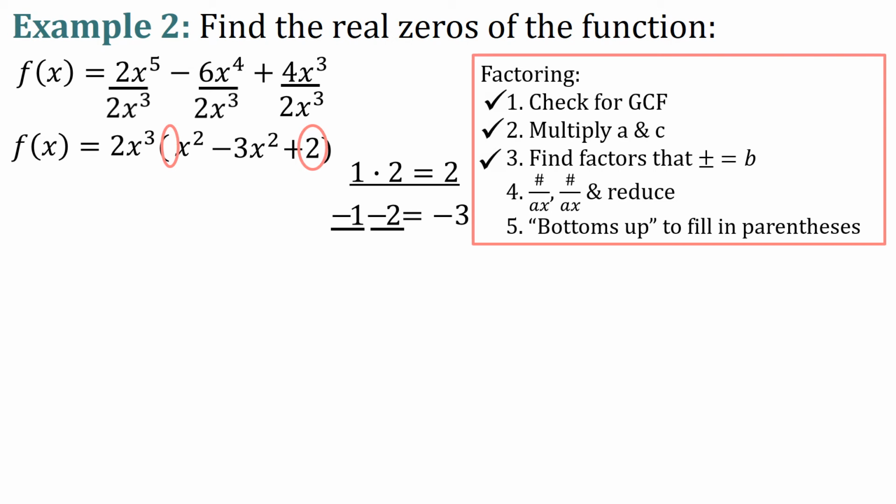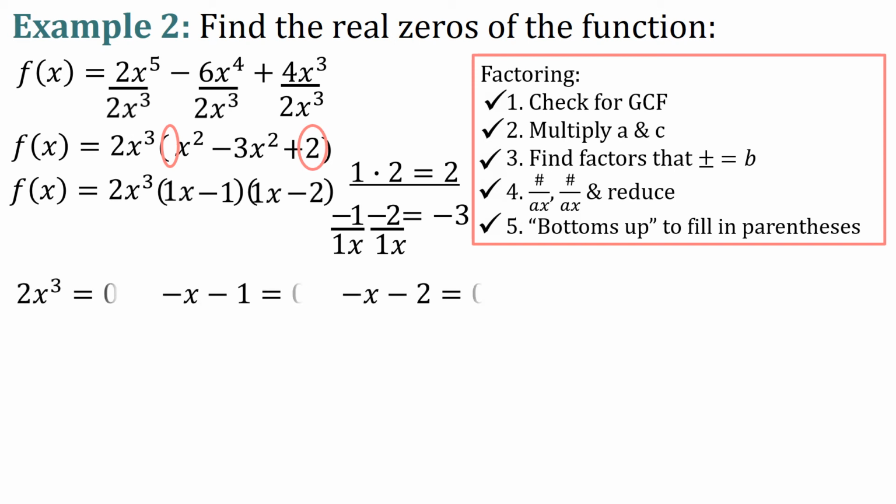Step 4 tells us that we have to put both of these factors over a x and reduce. Our a is 1, so 1x. Negative 1 over 1x and negative 2 over 1x are as reduced as possible. So now we have to fill in our parentheses. F of x equals 2x cubed, and then there's our two sets of parentheses. Remember, bottoms up to fill in the parentheses. So our bottoms are 1x, so I slid those up, and then our negative 1 and our negative 2. So now we have filled in our parentheses. So that was a step to factoring.